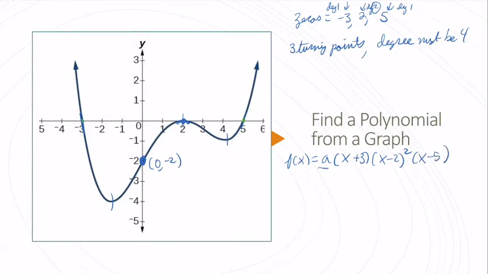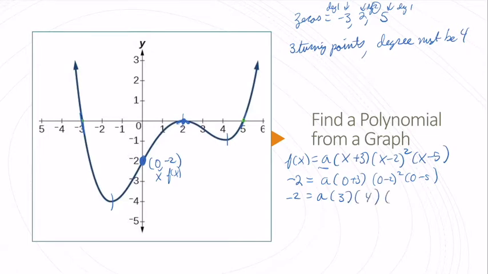So I know that at x equals 0, my f of x is -2. I'm going to plug those in. I have -2 equals a times 0 plus 3, times 0 minus 2 squared, times 0 minus 5. So I get -2 equals a times 3 times 4 times -5, which gives me -60. So I have -2 equals -60a. I divide both sides by -60, and I get that 1/30th equals a.